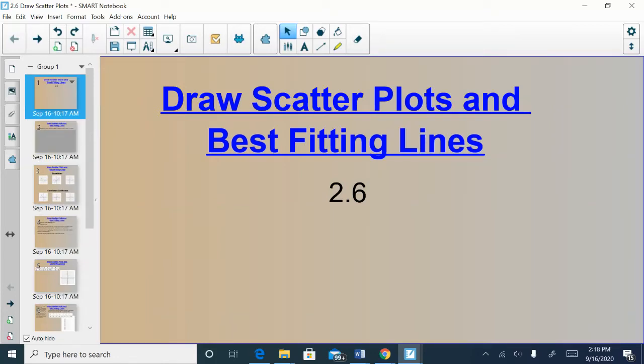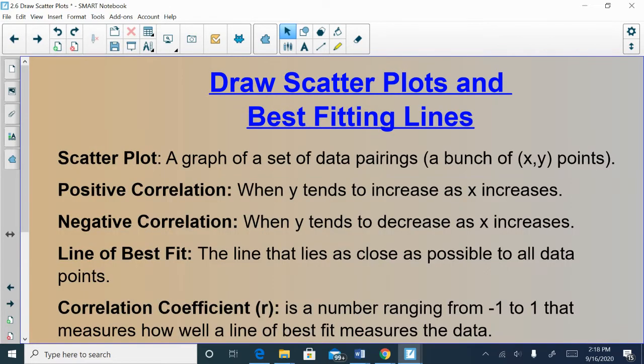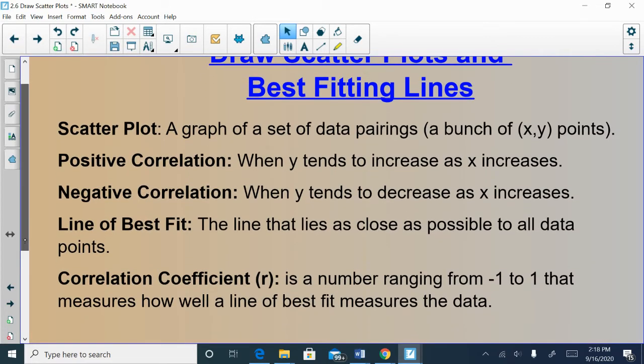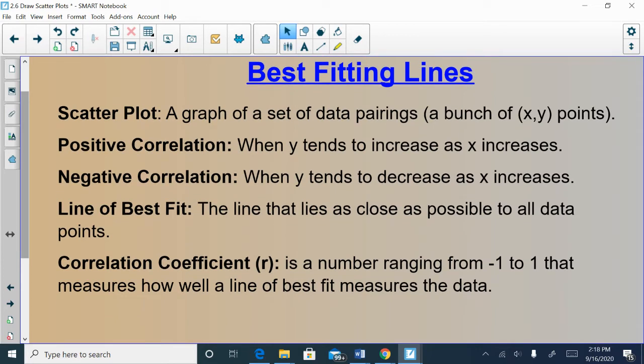This is a lecture on section 2.6, which is scatter plots and best fitting lines. Right away, we're going to have a decent amount of vocab that I want to cover, so go ahead and pause it here, write this down. I'm just going to continue talking about it.